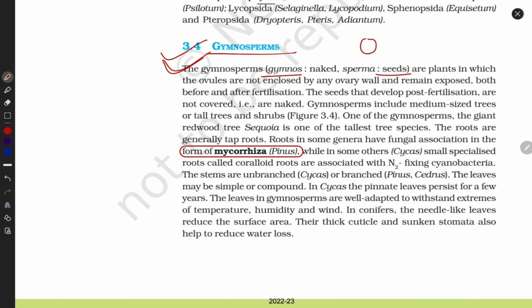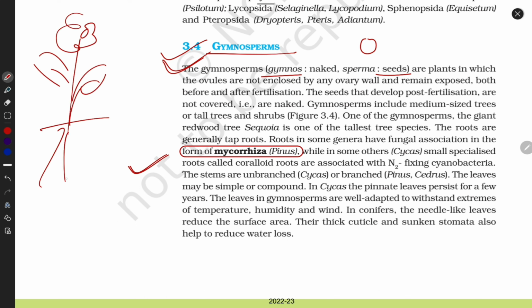Not all gymnosperms, but some genera of gymnosperms have mycorrhiza. What is the meaning of mycorrhiza? Assume this is the plant. Okay, there is a root. Now some fungus will associate with the root.